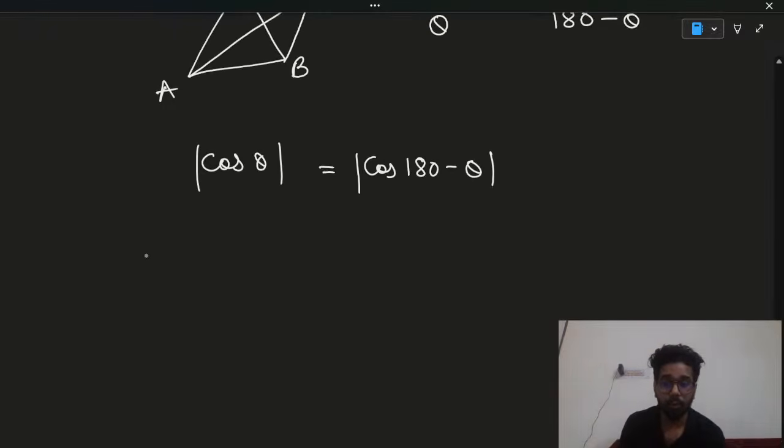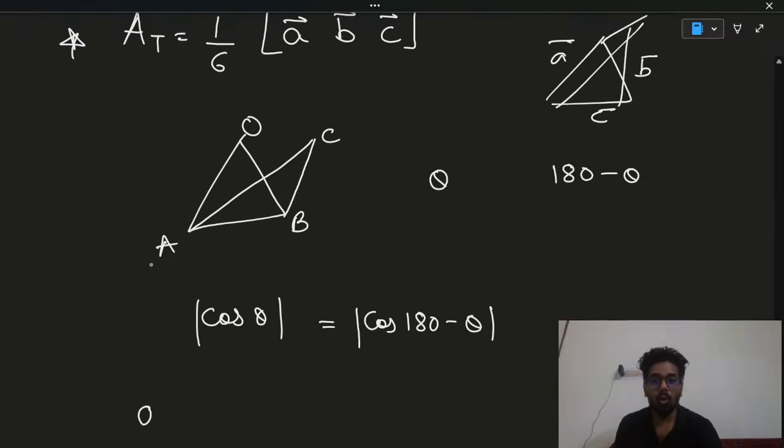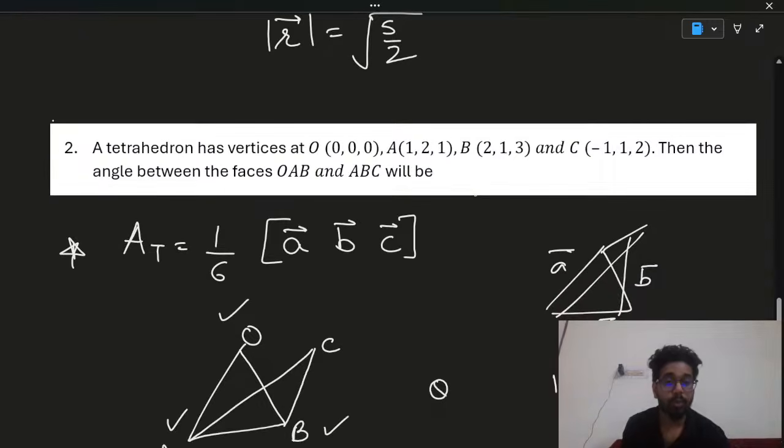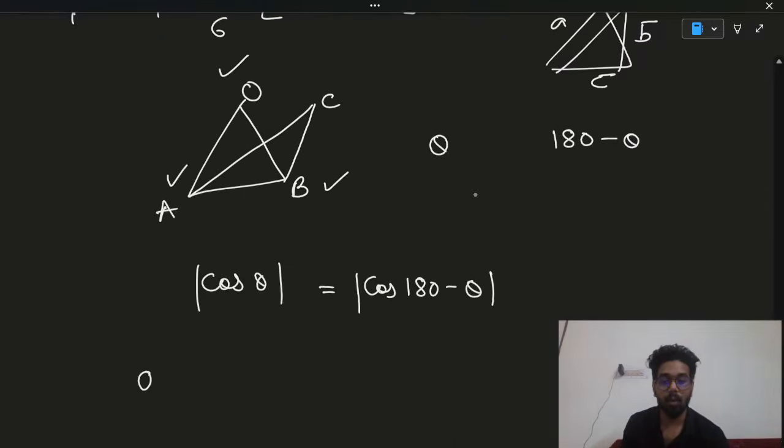So what we have to do, guys? We are having O, we are having A, we are having B. Check. Yes, OAB. So what I'm going to do is calculate the OA vector. What is the OA vector?